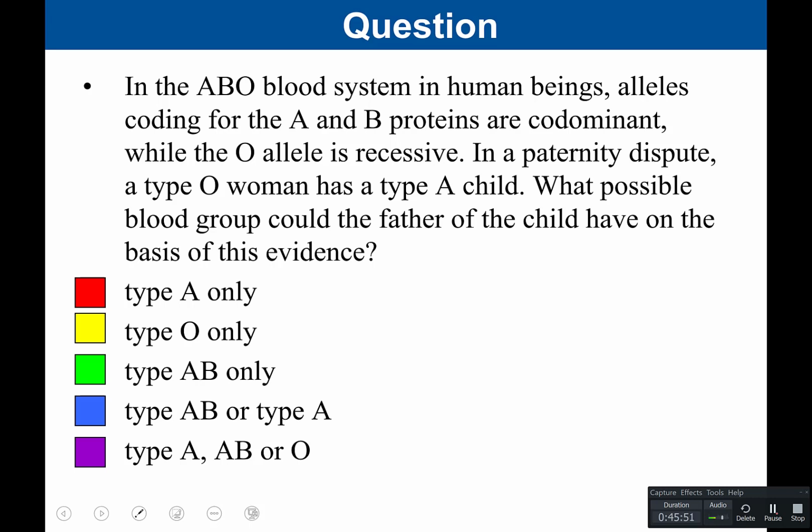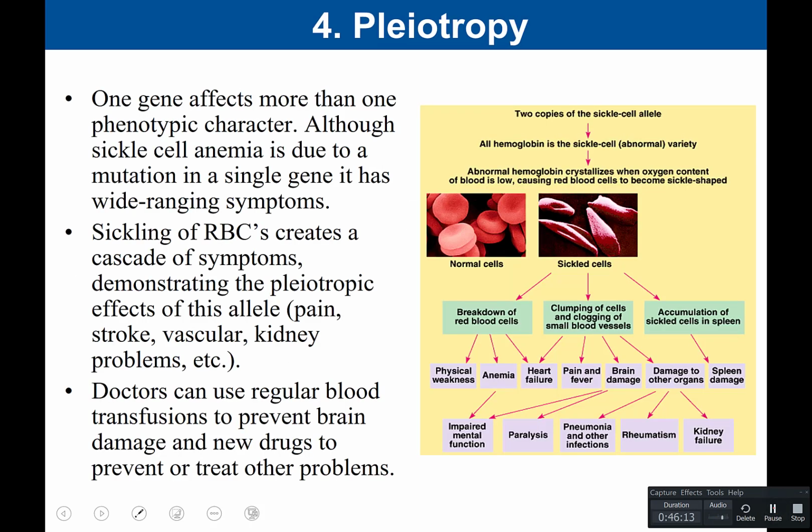Dad can't be O because if dad is O, that would be a cross of little i little i by little i little i. All the children would be O. There's no possibility of getting A. Dad can't be B because the child got the A allele from dad. So the answer is blue, type AB, or type A.